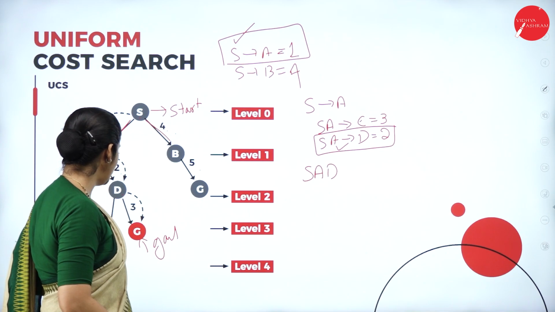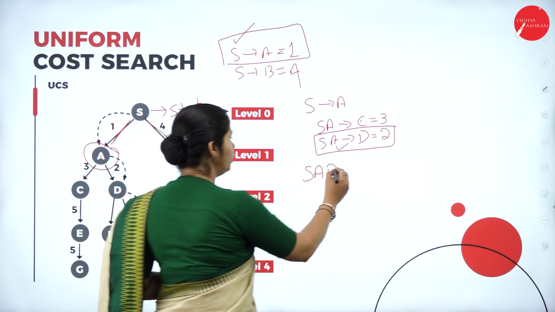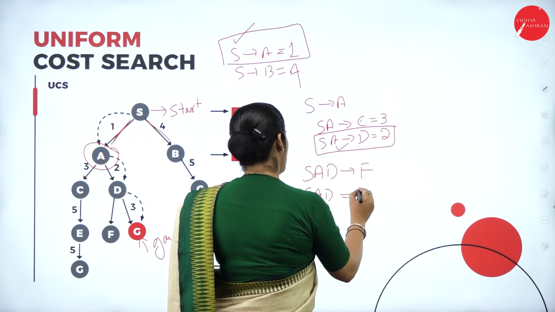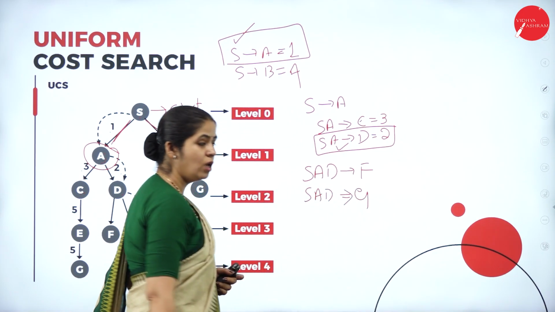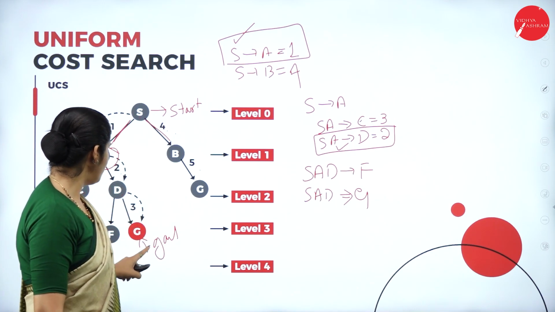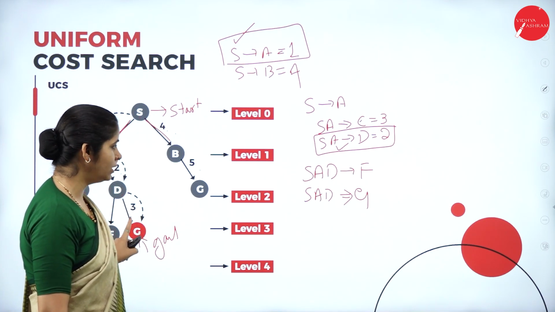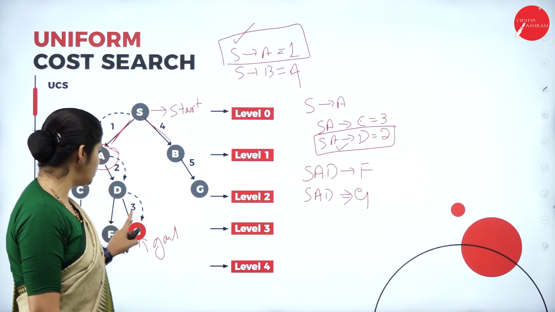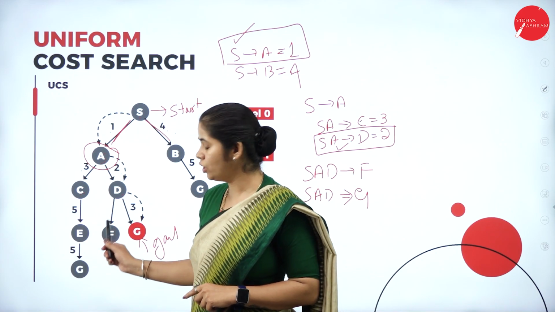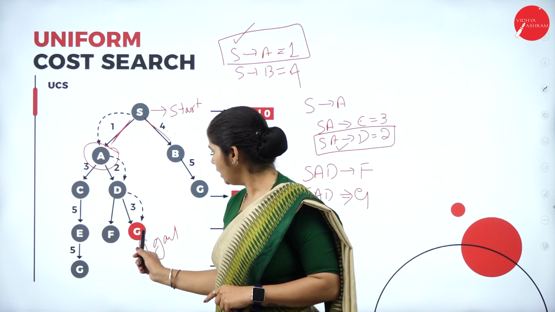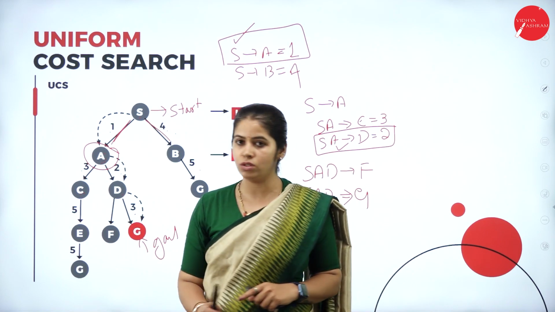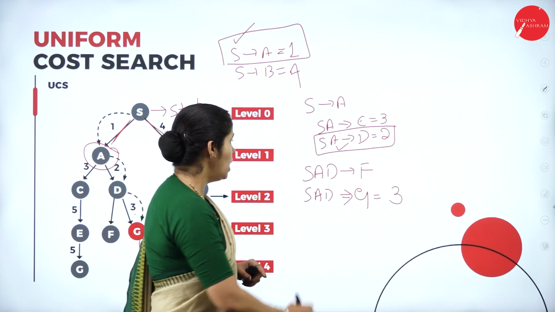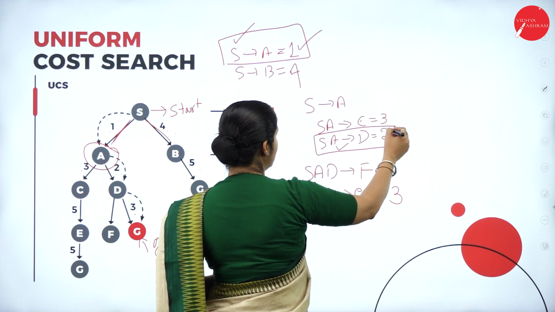Now from D, where can I reach? From D I can reach either F, or the goal state, that is G. So what is the cost of reaching the goal state? That is 3. If we reach F, we cannot consider it, because from F we are not reaching any goal state. So directly we are reaching the goal state at the cost of 3. Now we can cumulatively add these values.